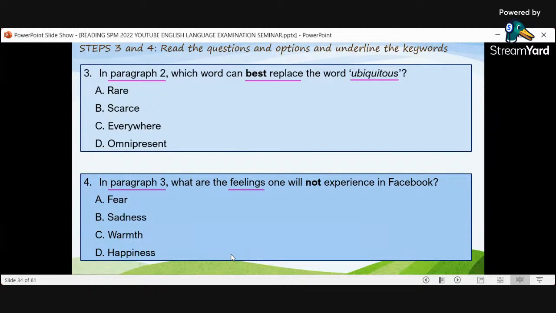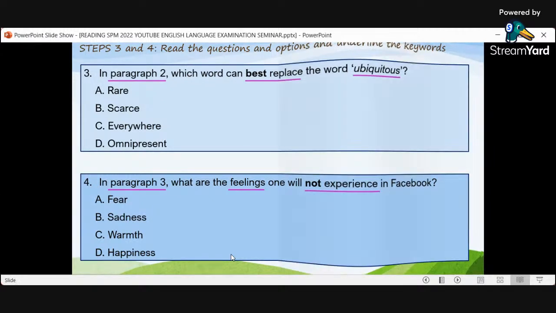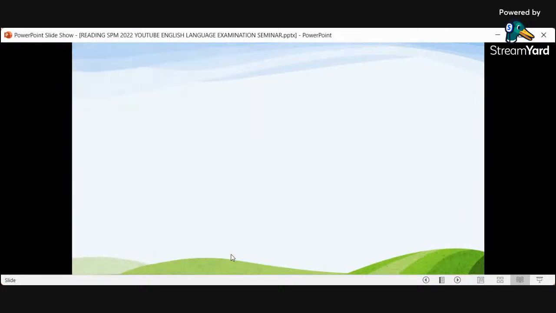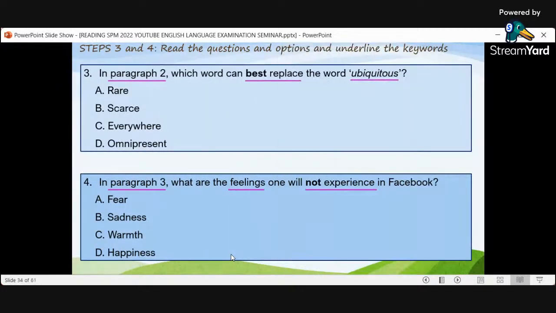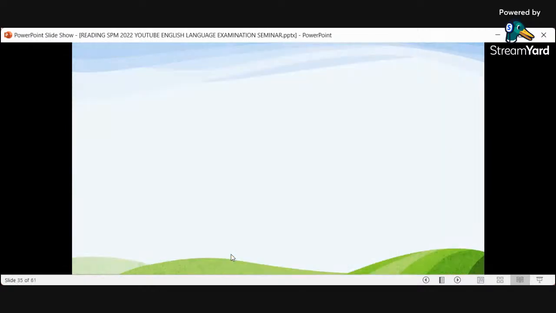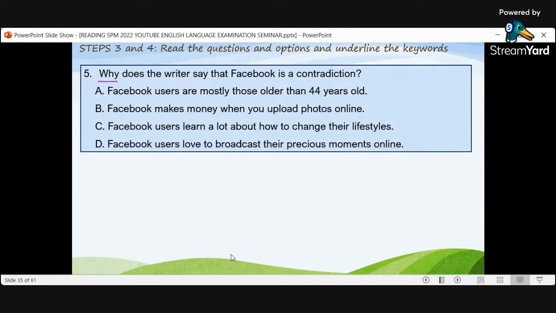what are the feelings one will not experience on Facebook? So look at paragraph 3. I didn't underline the other four options because they are all just one word. Okay. So this is number 5. Why does the writer say that Facebook is a contradiction?